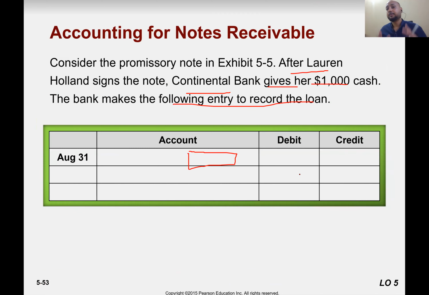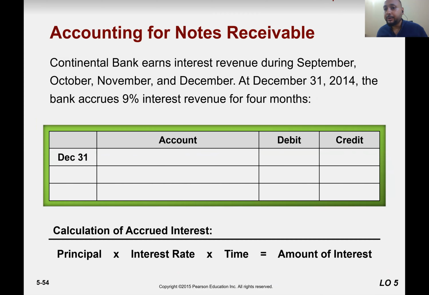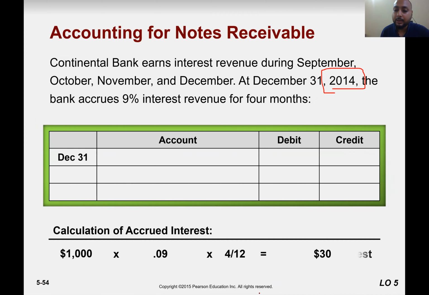Matching principle: 4 months of interest must be recorded in 2014. But did he pay you interest? No. He will be paying you at once after the maturity date. But we are eligible to earn that 4 months interest. So the interest rate is how much? 9%. Principal is 1,000. And time is 4 by 12. Answer would be 30. So we need to make the entry.